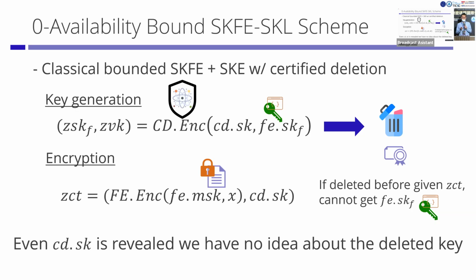Thanks to the certified deletion security of SKE with certified deletion, even if the secret key of SKE with certified deletion is revealed, we have no idea about the deleted functional decryption key. However, if we are given the ciphertext before we delete the functional decryption key, then we can recover the classical functional decryption key. So we can only achieve a zero availability bound scheme.